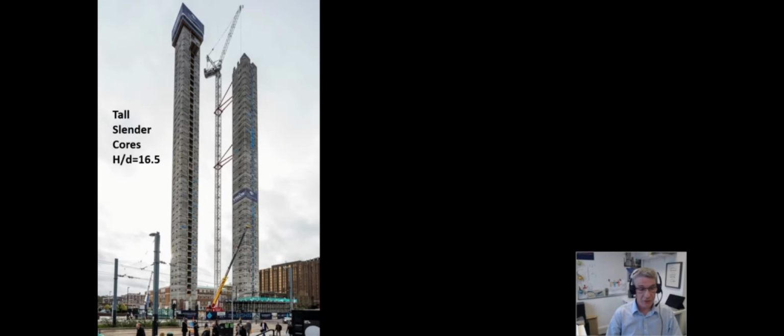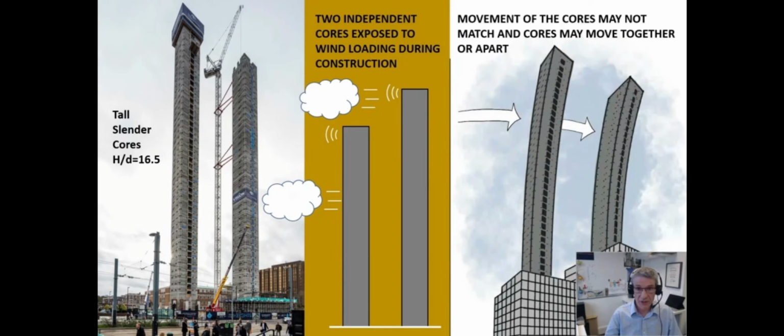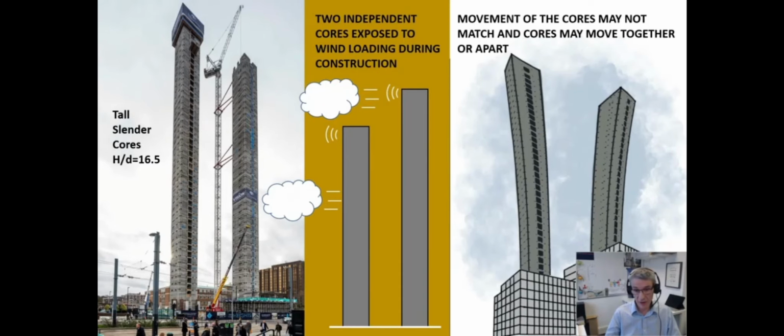Early on in the project, you have two tall, slender cores. The H/D ratio is quite high. There are independent cores exposed to wind loading during the construction phase. They have different stiffness, so the cores may not match each other, and they may move together or apart during high winds.